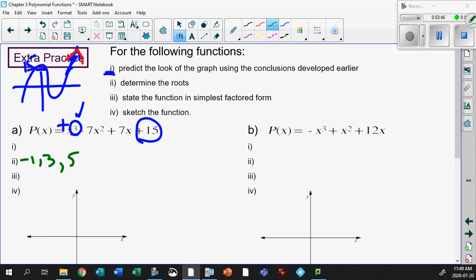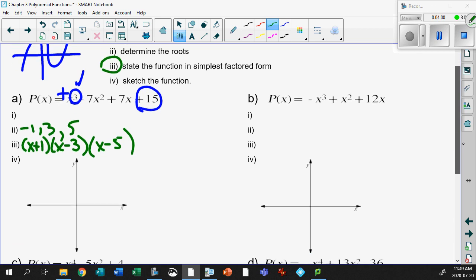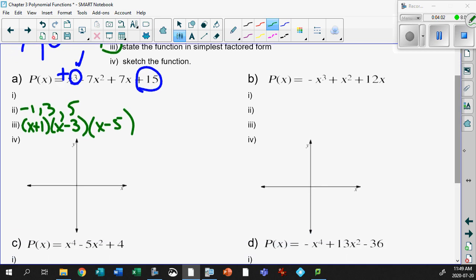Okay, it says state the functions in factored form. Okay, x plus 1, x minus 3, x minus 5, and then do a quick sketch. Oh, baby, look at this. This is going to be so much fun. -1, 1, 2, 3, 4, 5. That's going to be way up here at 15, right? And here we go. Bang. Perfect. There's exactly what we predicted. That's exactly what was on the table before. Woohoo! Now, let's go to this one and see how quickly and efficiently we can do this.